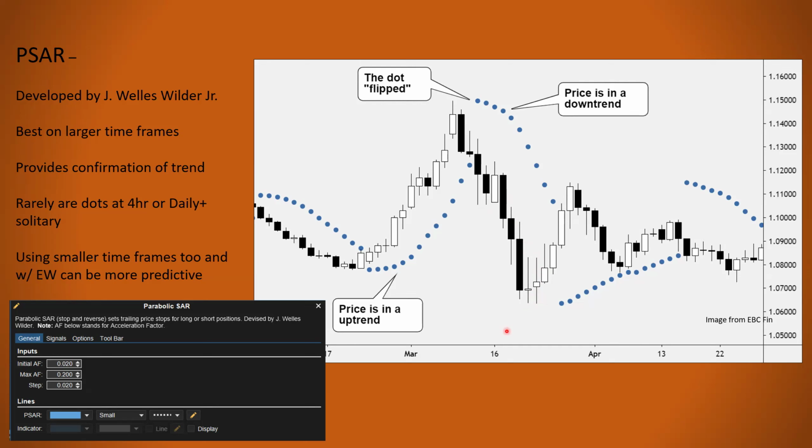I'm not going to talk much about the math that goes into calculating it. I did print out the settings that I use in Motive Wave. The initial AF signal is at 0.02, the max AF signal is at 0.2, and the step is also at 0.02. So those are the settings that I use for that.